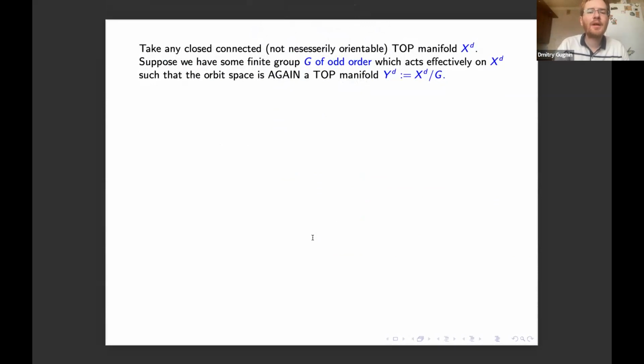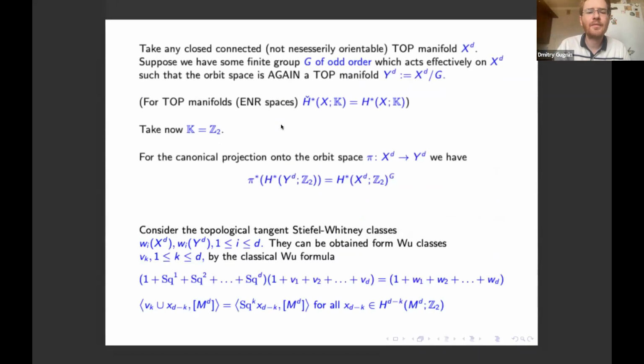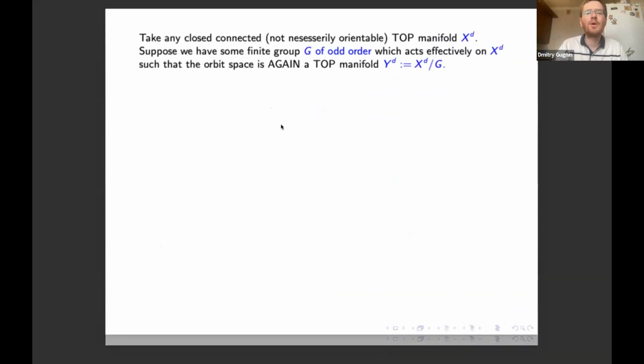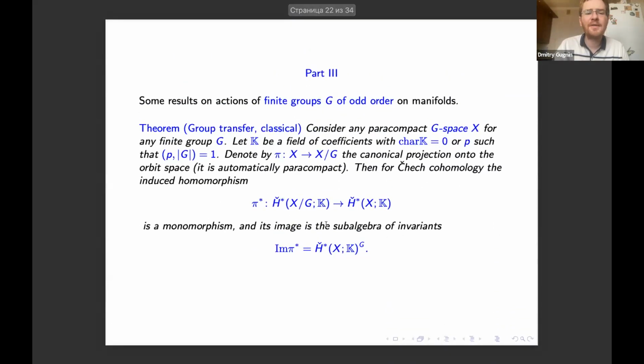And now take any connected, not necessarily orientable topological manifold X. Suppose we have some finite group G of odd order which acts effectively on X, such that the orbit space is again a topological manifold. We want to have this theorem, but this theorem treats Čech cohomology.